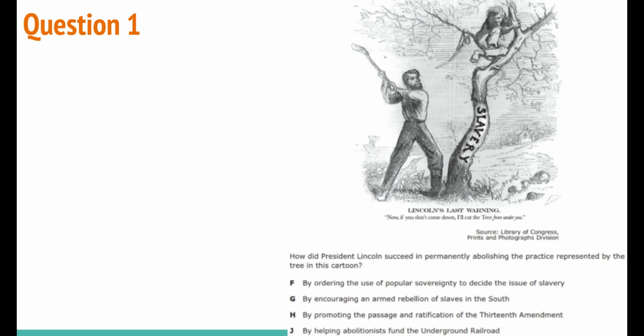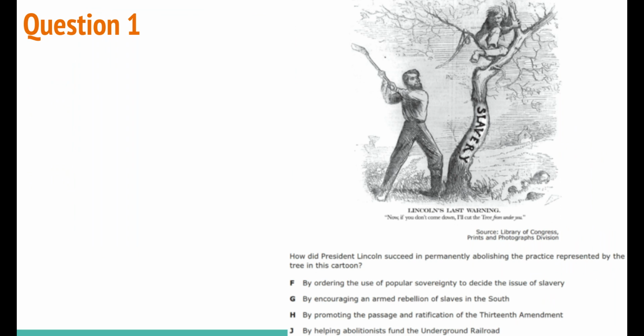Okay, so let's jump into this quiz. We got question 1. How did President Lincoln succeed in permanently abolishing the practice represented by the tree in this cartoon? So the tree is labeled slavery. It looks like a kid up in the tree. It says Lincoln's last warning: Now, if you don't come down, I'll cut the tree from under you. I think that's supposed to be Jefferson Davis up in the tree. So how did Lincoln permanently abolish the practice here? Take a moment, think about it.